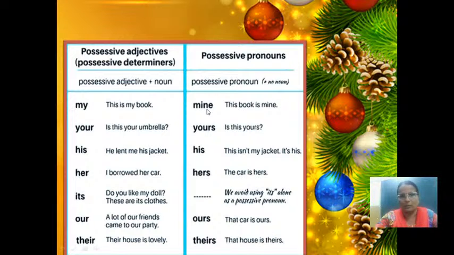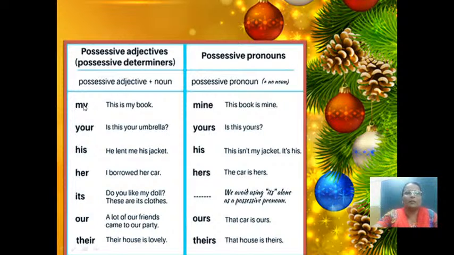Other than these two possessive pronouns, in the remaining possessive pronouns you will find an S at the end. His also has an S, but you should not consider it. His is the same in possessive adjective and possessive pronoun, so no problem. Other than the possessive pronoun mine, you will find S at the end of all the other possessive pronouns. This is another clue from my side. So I hope you are able to identify it easily.